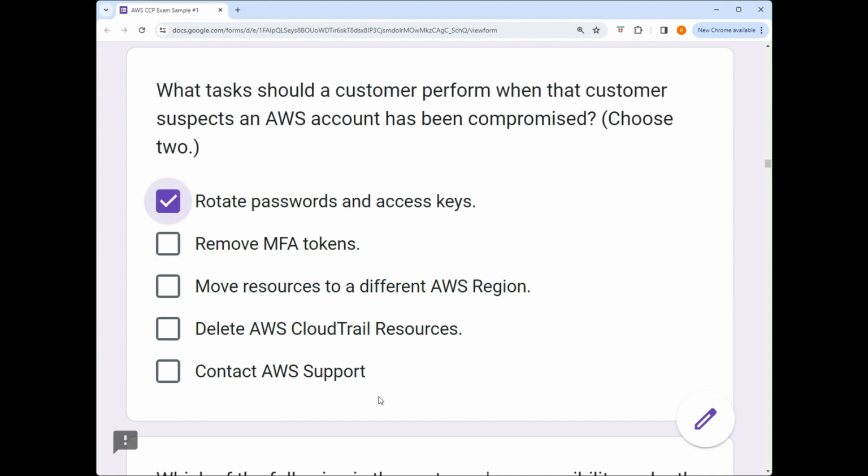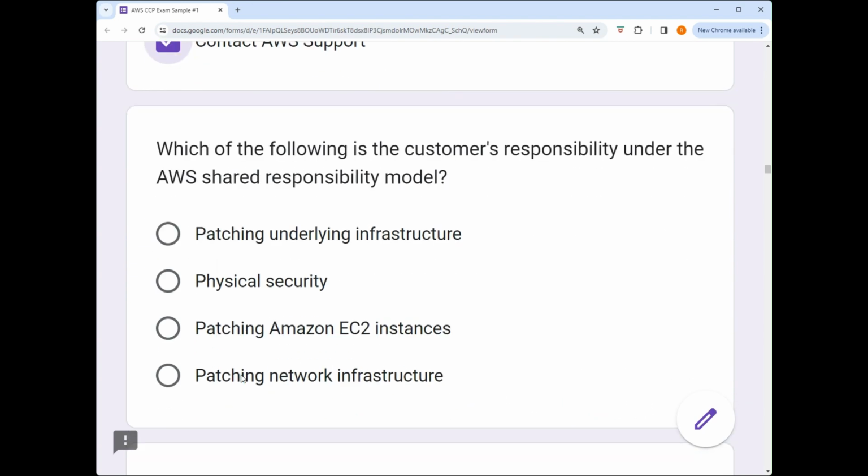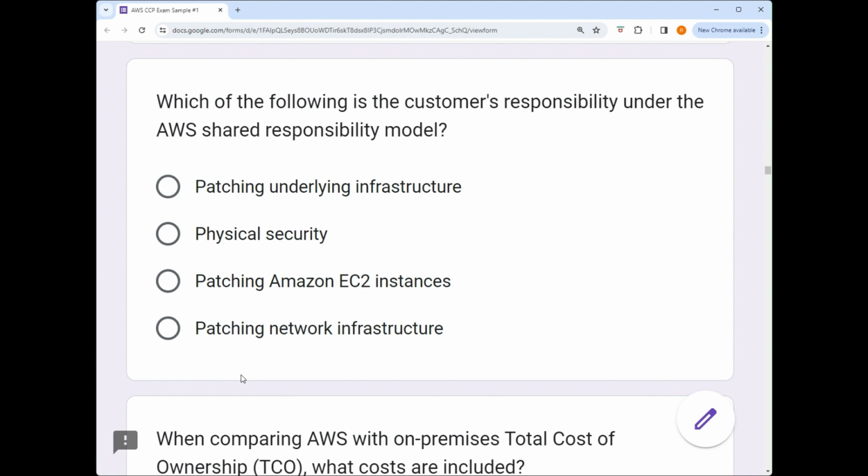Contact AWS support. Which of the following is the customer's responsibility under the AWS Shared Responsibility Model? Patching underlying infrastructure. Physical security. Patching Amazon EC2 instances. Patching network infrastructure. Correct answer. Patching Amazon EC2 instances.